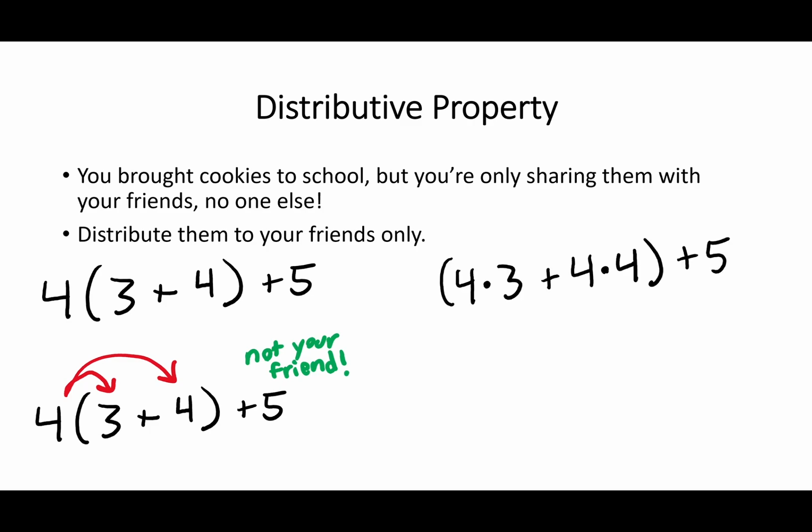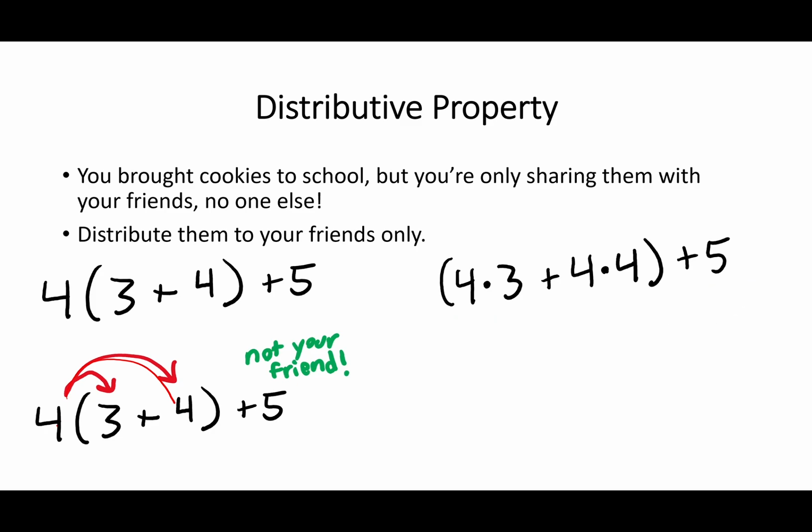So basically, when you distribute, this is going to be 4 times 3, yeah? And then this is going to be 4 times 4. Notice how I did not give anything to the 5. The 5 does not deserve cookies. Now, let's keep on working. What's 4 times 3? 12. What's 4 times 4? 16. Notice nothing's changed, and the 5 stays outside, right?